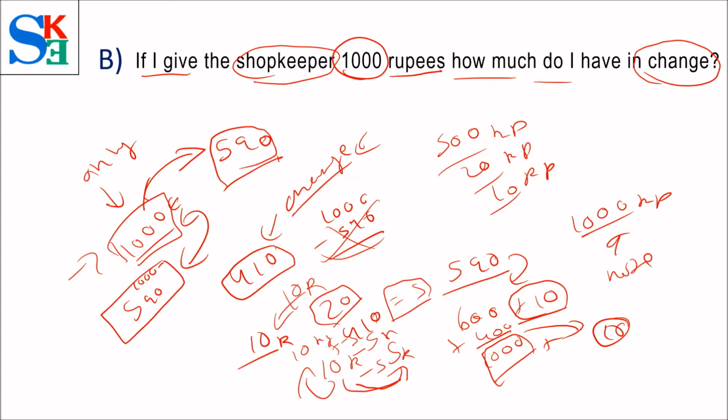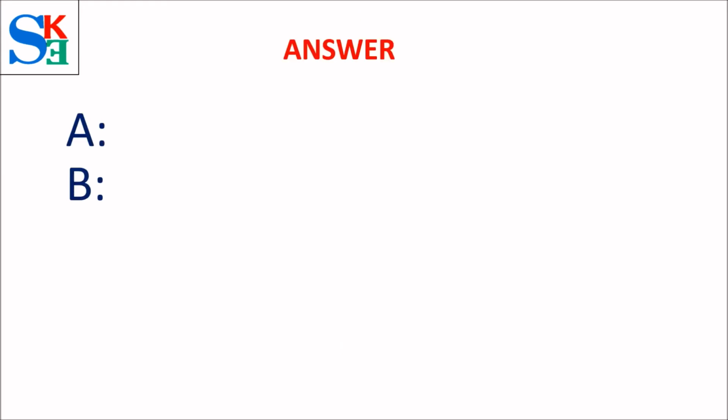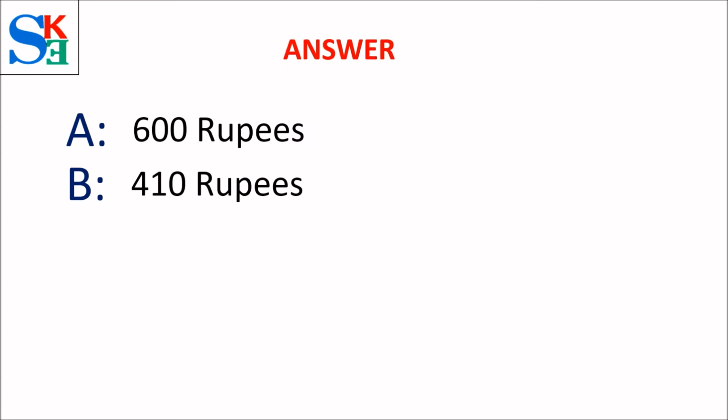But anyways, I hope you understood B. I'm going to round it up again. I gave the shopkeeper 1000 rupees and I got the change of 1000 minus 590, because I only had to give 590, but I gave 1000 instead. Okay, if you have not understood, then rewind and hopefully you understand. Okay, so here are the answers. A, 600 rupees and B, 410 rupees. So I hope you understood A and B in question 2.